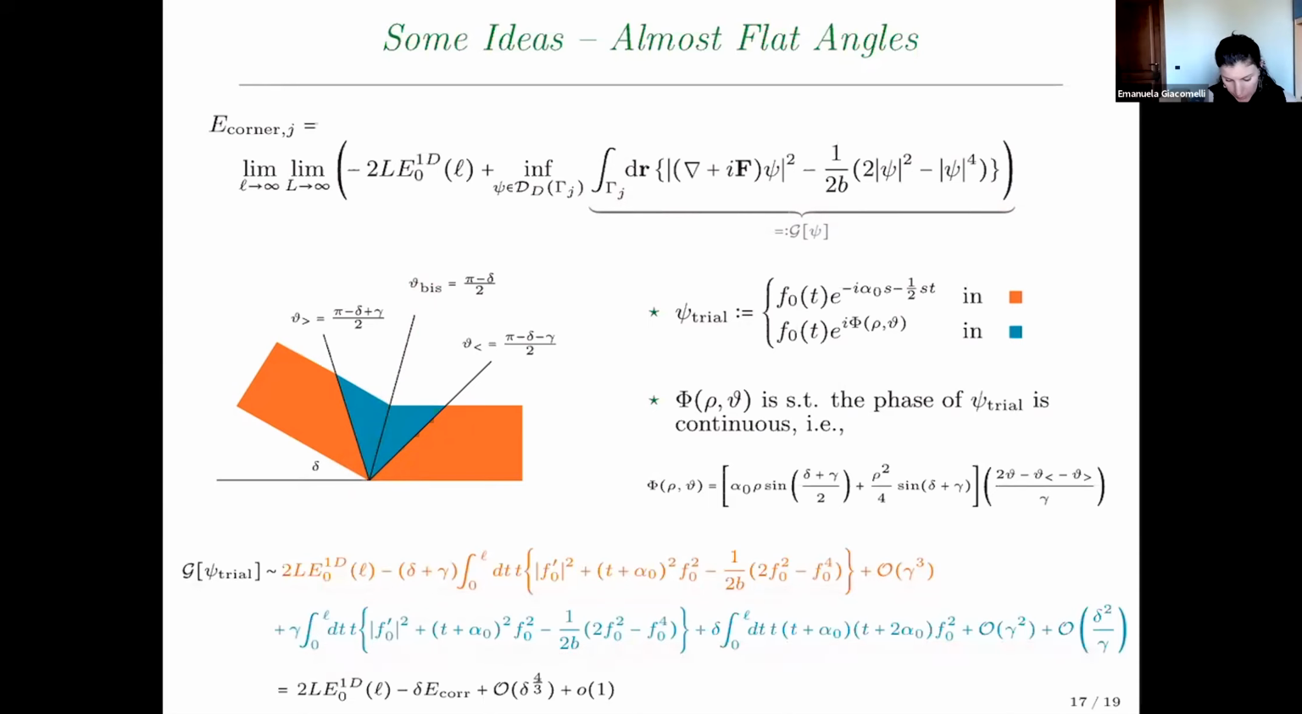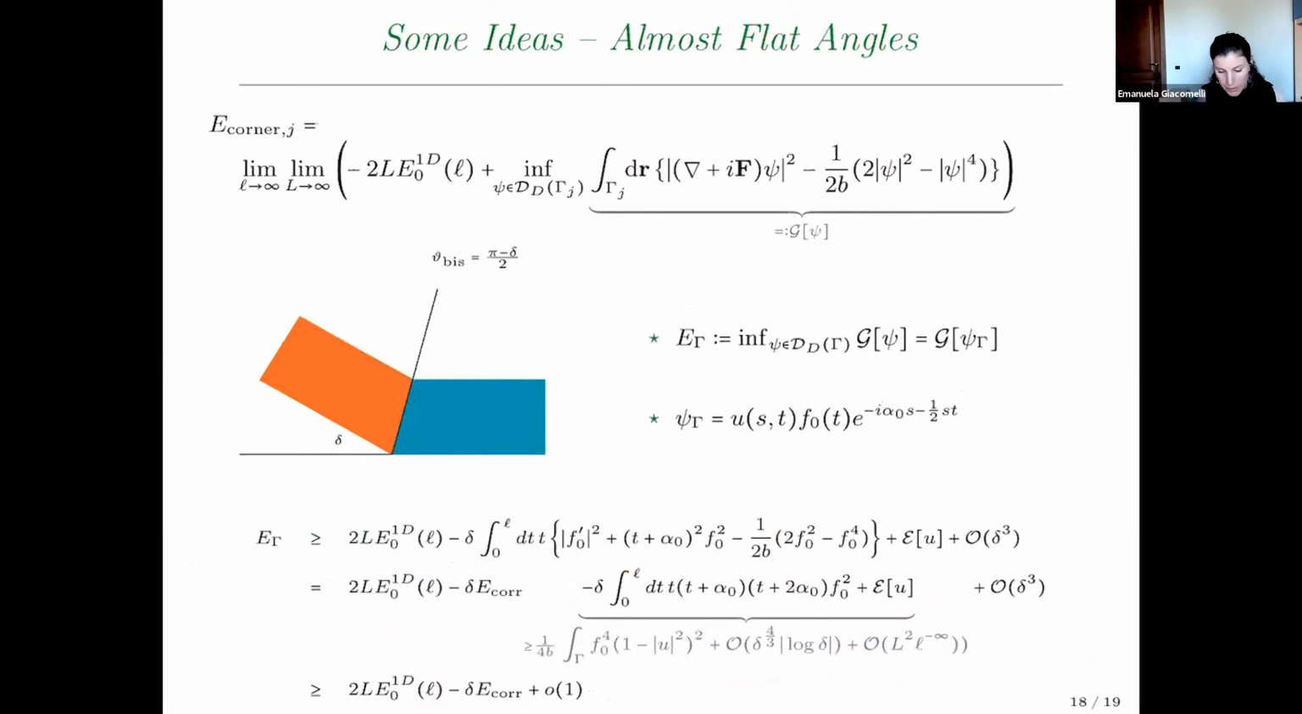And then you see that the role played by the psi trial in the blue region is just to cancel some contribution coming from the exterior part due to the fact that you are neglecting energy here. And then because of the jump you have along the bisector, in the blue region, you are able to reconstruct this quantity here, which is exactly the one such that if you sum this quantity times this quantity here, then you reconstruct minus delta times E correction.